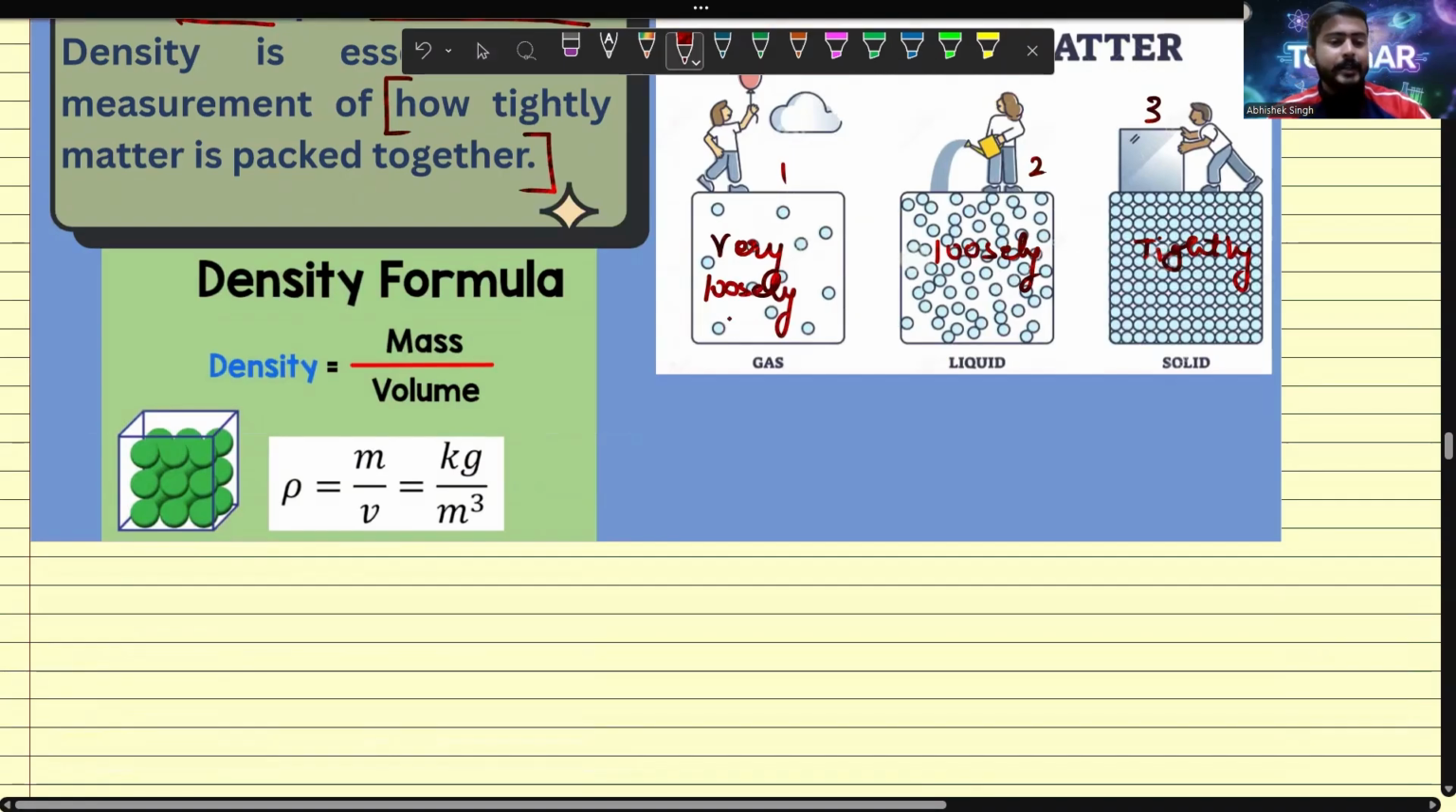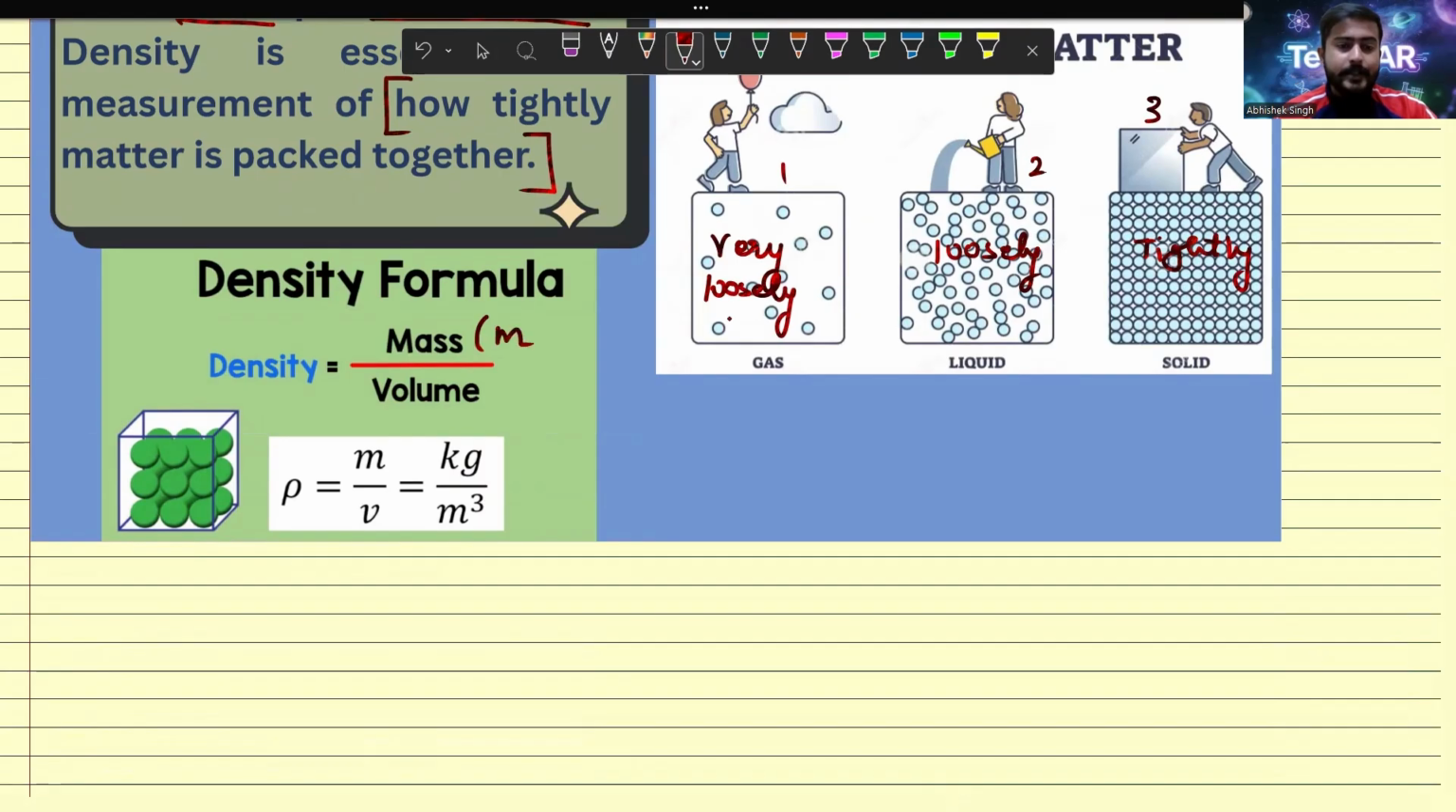So how do we calculate density? Density is calculated in terms of mass and volume. We can denote density with D, but in higher classes we denote it with this symbol, that is called rho. So density is equal to mass by volume. What is the SI unit of mass? Yes, that is kg. And what is the SI unit of volume?